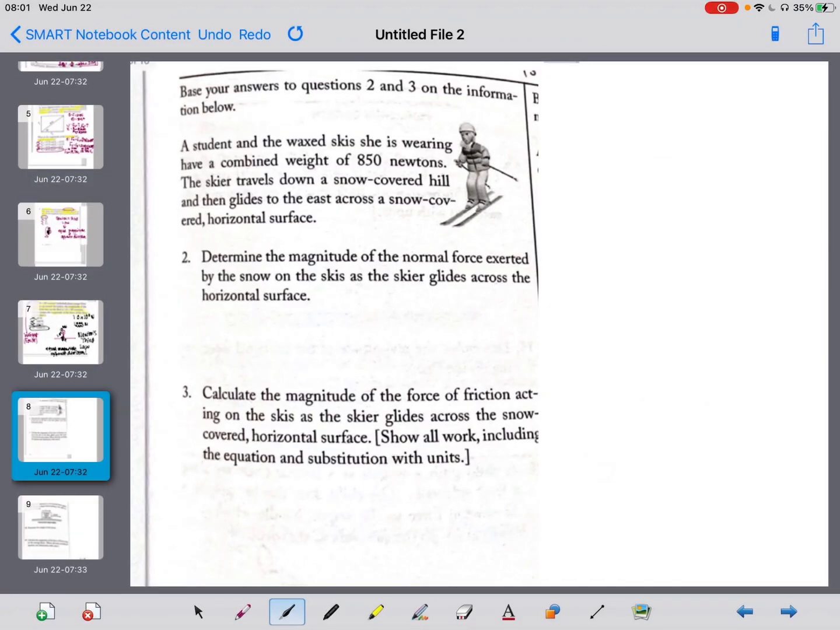All right, so it says a student and the wax skis she is wearing have a combined weight of 850 newtons. The skier travels down a snow-covered hill and then glides to the east across a snow-covered horizontal surface. Okay, so there's a lot of information packed in there. There's this student. She's wearing wax skis. They have a combined weight of 850 newtons. She is traveling down a snow-covered hill, and then she glides eastwards across a snow-covered horizontal surface.